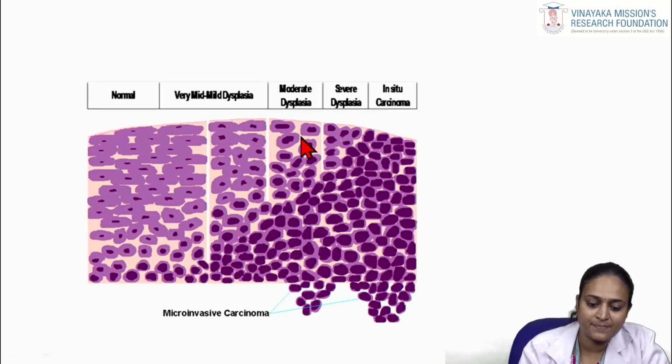So this is the best example of normal epithelium transforming to very mild to mild dysplasia, and here you can see the moderate dysplasia changes, and severe dysplasia. Here you can see the carcinoma in situ.